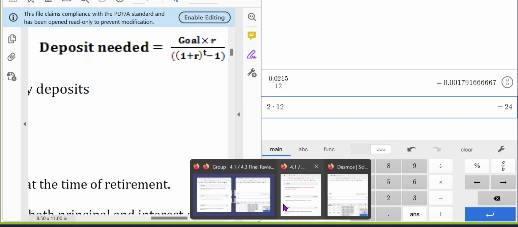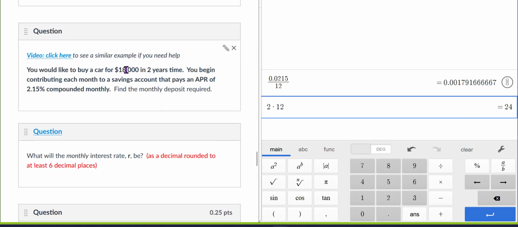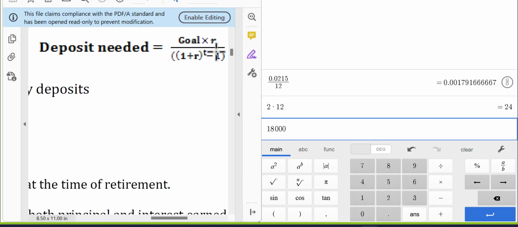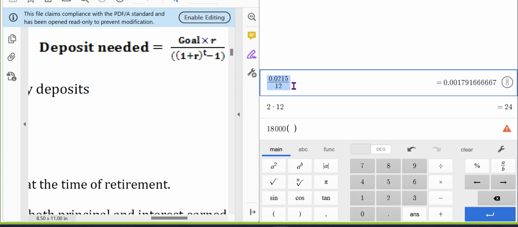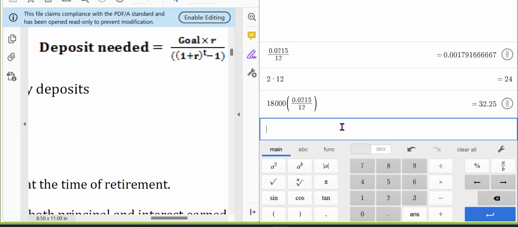So our goal is $18,000, right? So 18,000 times R, which is this number. So we'll just do that times 0.0215 over 12. So on the top of the fraction, I should have 32.25, right? And then I can do the bottom of the fraction separately, just for fun.